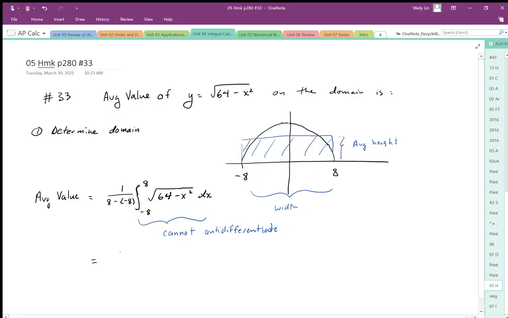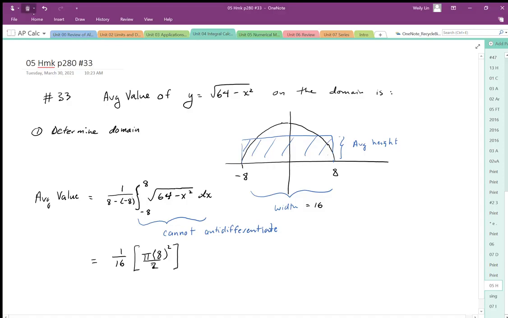So we're still going to divide by the interval width of 16. Okay, so our interval width is 16. And although we cannot find the antiderivative to find the area, we're going to use the area geometrically. Geometrically, the area of that is going to be half the circle with radius 8. So it's going to be pi r squared, and we want exactly half of that.